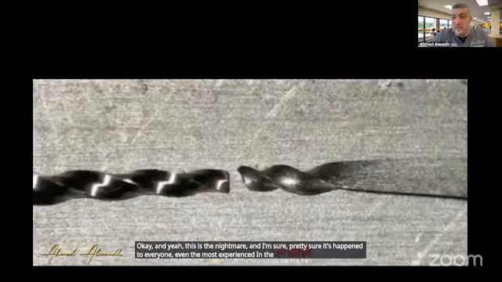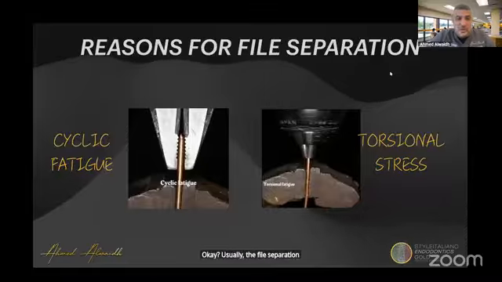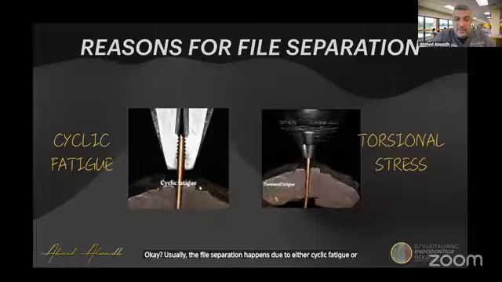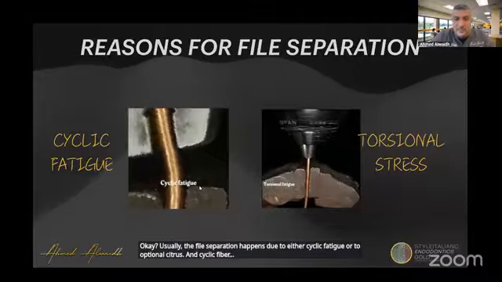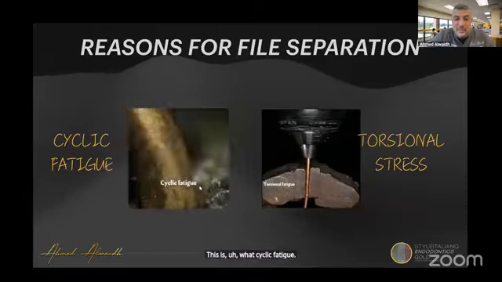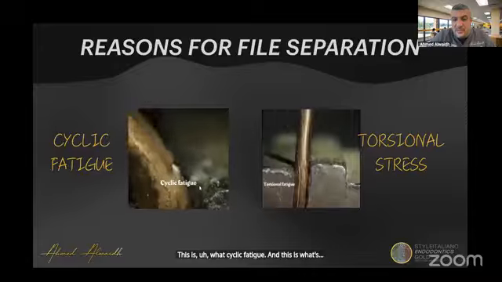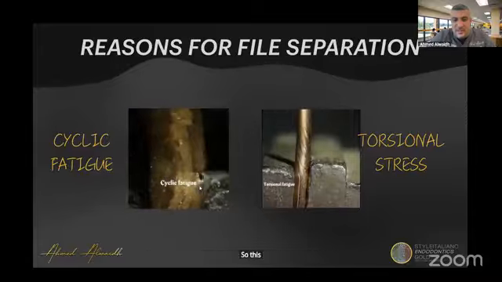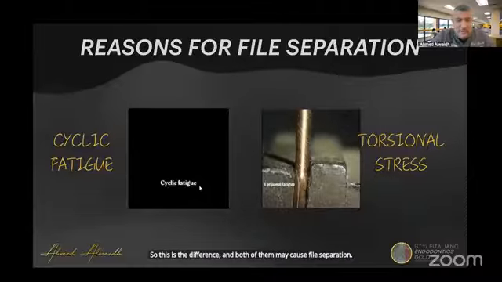They have file separation. Usually file separation happens due to either cyclic fatigue or torsional stress. Cyclic fatigue is like this one, this is what cyclic fatigue is, and this is what torsional stress is. So this is the difference, and both of them may cause file separation for many factors.